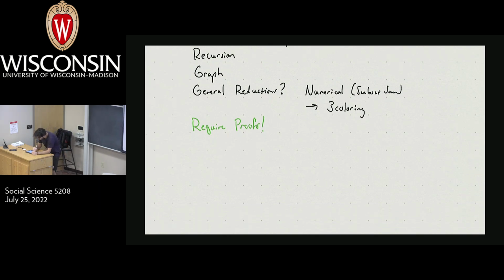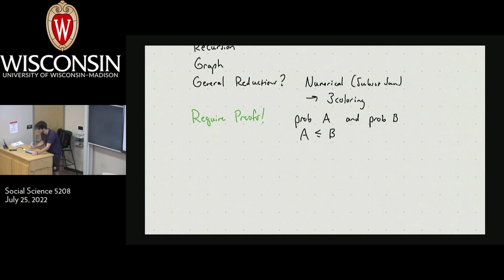Generally, what this will look like is you'll have some problem A and problem B, and you're reducing A to B. Remember from way back in the first lecture, this notation means A reduces to B. In other words, you're going to solve A using a black box for algorithm B.